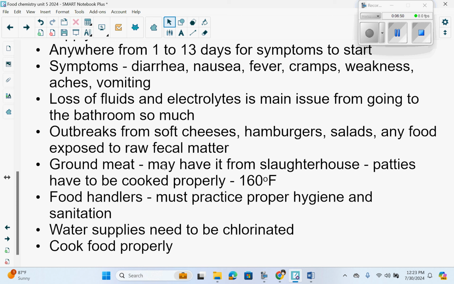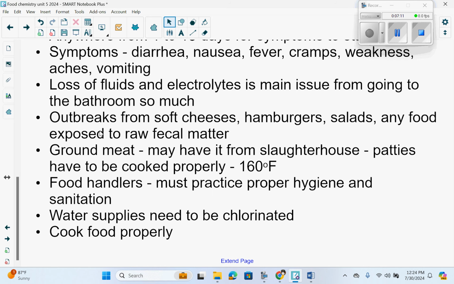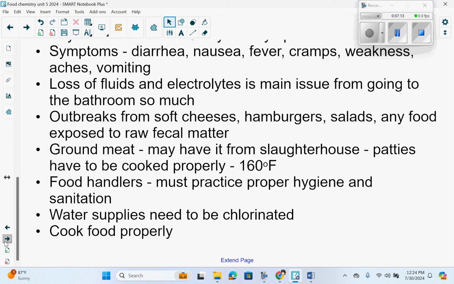Outbreaks can occur from soft cheeses, hamburgers, salads, any food exposed to raw fecal matter. Your ground meats may have it from the slaughterhouse. So your patties have to be cooked properly to a temperature of 160 degrees Fahrenheit. Your food handlers must practice proper hygiene and sanitation. Water supplies need to be chlorinated, and cook your food properly.